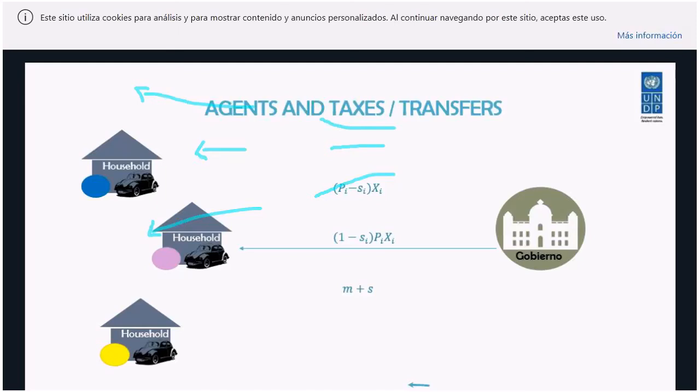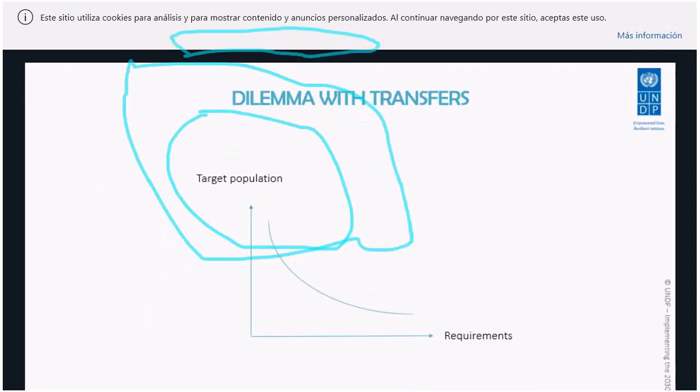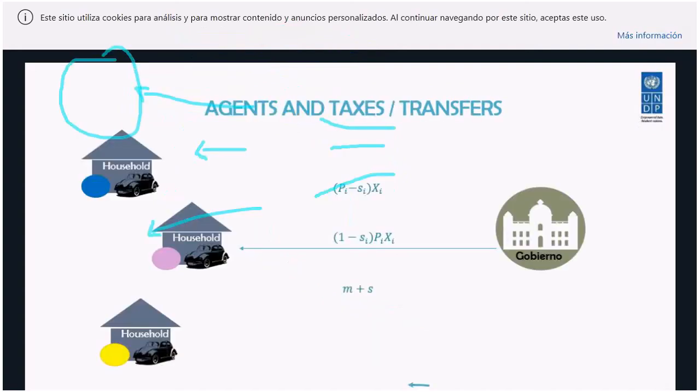The type of these policies depends on the type of households, the type of the target population. Here, what is the target population? What defines that target population? And this is based on the requirements, right? And that will be useful as well to implement the policy according to the characteristics of that target population.